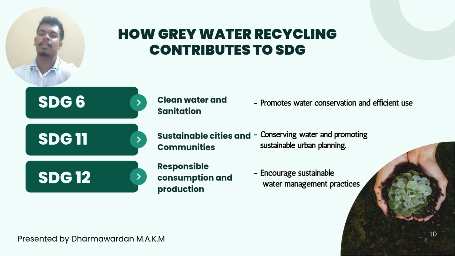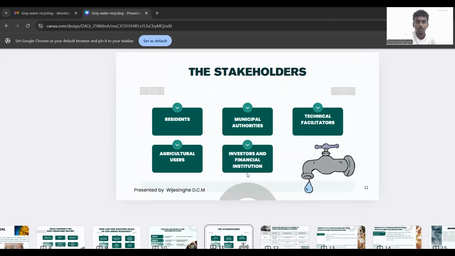Thank you. I would like to talk about stakeholders. There are several key stakeholders involved in the operation of greywater recycling systems. First and foremost are the users, homeowners, and building owners who install and maintain the system for their personal needs. They benefit by reducing water consumption, lowering utility costs, and minimizing negative environmental impacts. Additionally, professionals such as engineers, technicians, and plumbers play a crucial role in properly designing and installing the system.